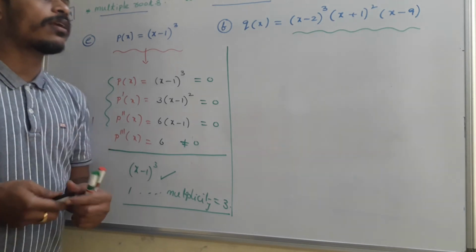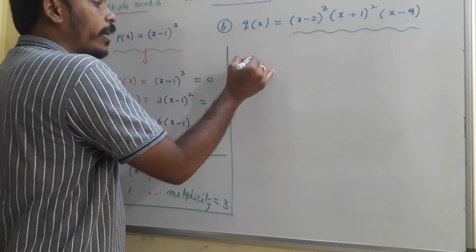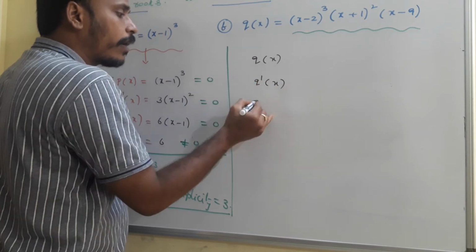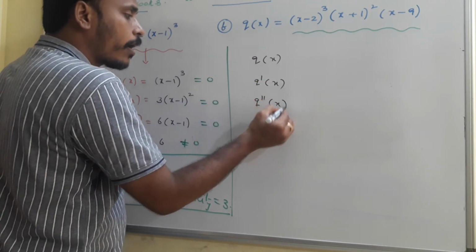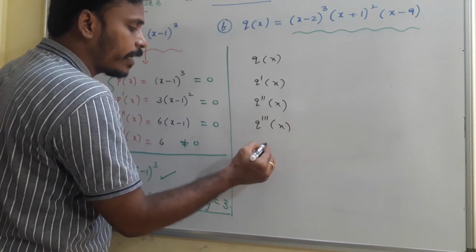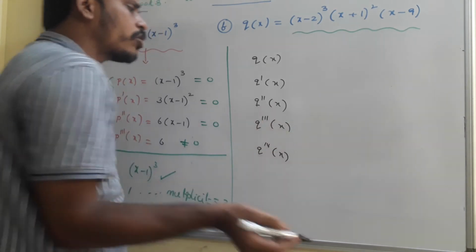When you think about this q of x, you try to find q of x, then q dash of x, then q double dash of x, then q triple dash of x, and then the fourth derivative. You may say it as q fourth derivative of x, like that. You just continue. Okay.